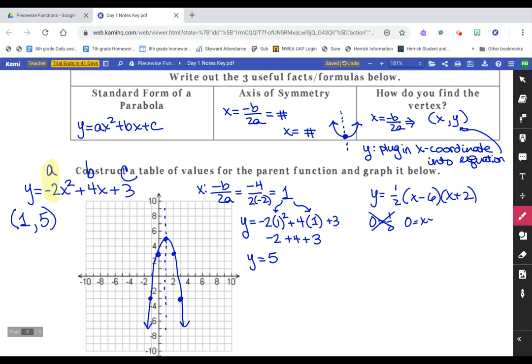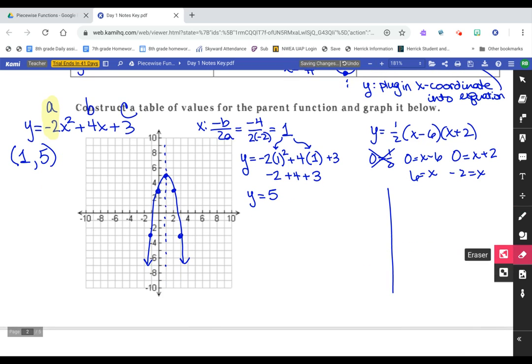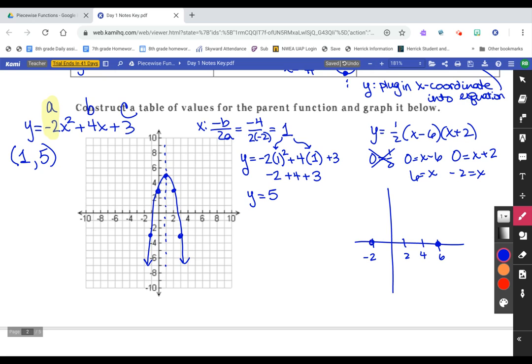0 is equal to x minus 6, and 0 is equal to x plus 2. So your x is equal to 6 and negative 2. So when you go to graph this, let's go by 2, 4, 6. So we'll have a point here at 6, and we'll have a point here at negative 2 for our x-intercepts.